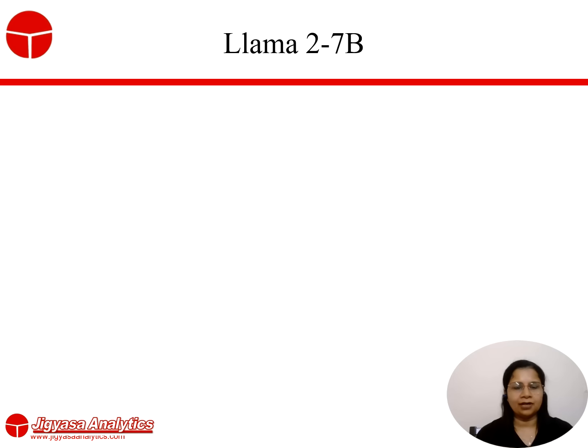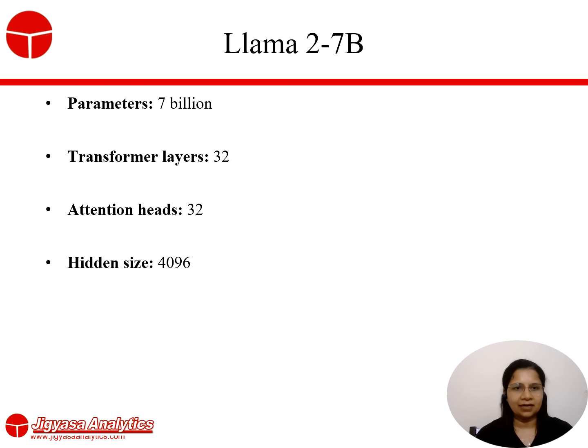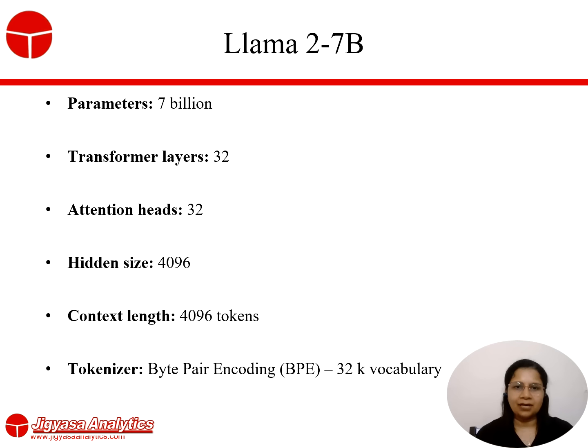Llama 2 7B model. The Llama 2 7B model is the most lightweight version in the Llama 2 family. It contains 7 billion parameters organized into 32 transformer layers, each with 32 attention heads and a hidden size of 4096. The context length of 4096 tokens allows it to process longer passages and maintain coherence across them. It uses a byte pair encoding tokenizer with 32K vocabulary and is trained only on publicly available datasets, aligning with Meta's open source philosophy.